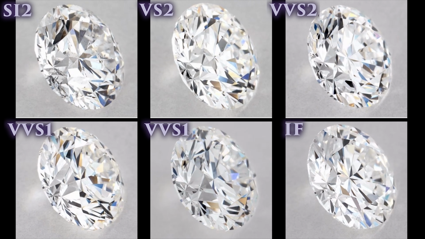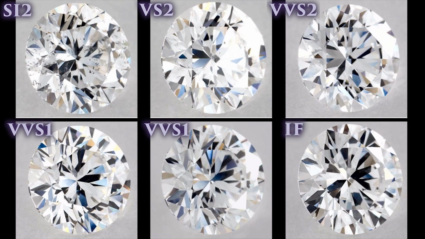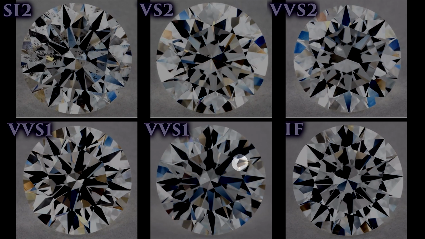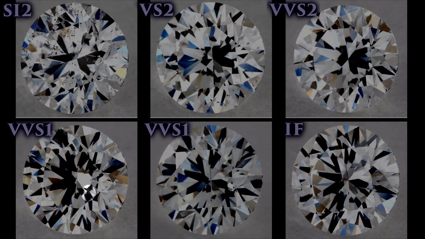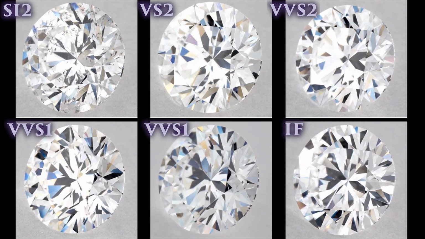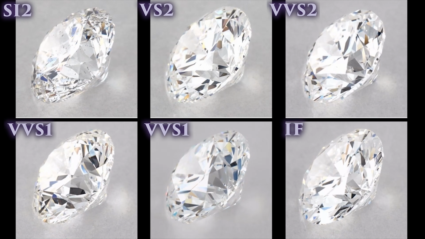On this last comparison, I have 2 VVS1 diamonds and 1 IF diamond, which is internally flawless. You'll have to have it full screen in 4K once again, but I will highlight the impurity on the VVS1s. You still may not be able to see them though. It's really hard. These diamonds are beautiful.